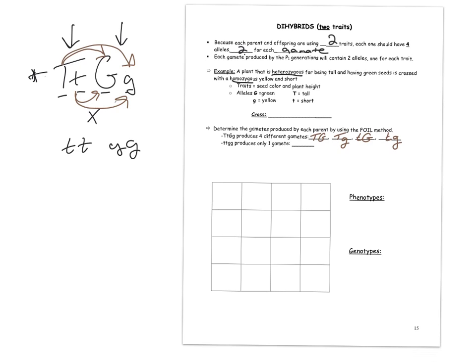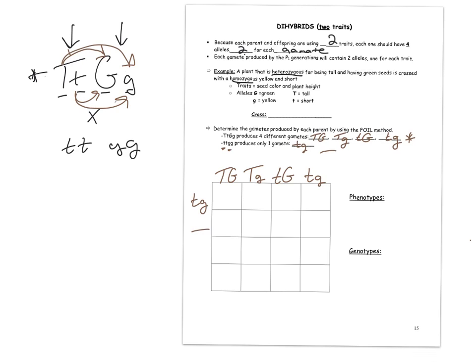So those are your four possible gametes, four different sperm that this particular plant can produce. The other plant can produce only one possible gamete, right? It can only give a little t and a little g. So we take this, big T, big G, and here big T, little g, and little t, big G, and then little t, little g. All came from this FOIL method that you learned in math. You just use FOIL to make sure you get all the possible variations.